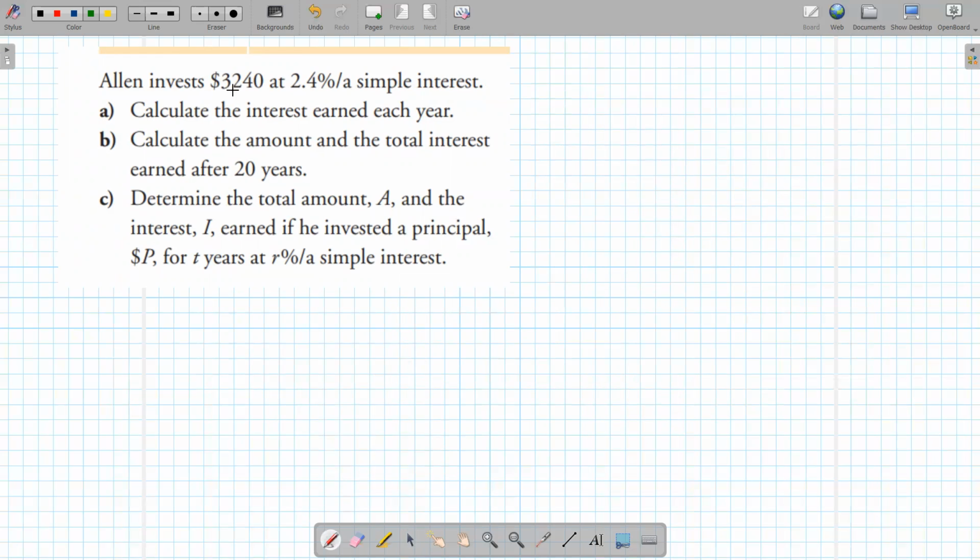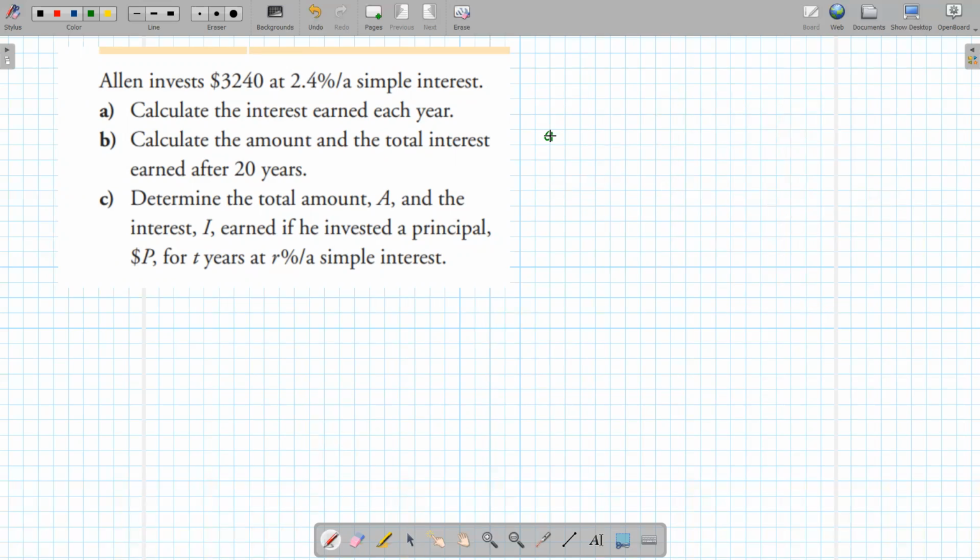Let's look at this question. So this individual invests $3240 at 2.4%. You see that notation there, percent slash A? This means per annum, okay? Per annum. Annum means just per year, another synonym for that. So they earn 2.4% per year, simple interest. Calculate the interest earned each year.